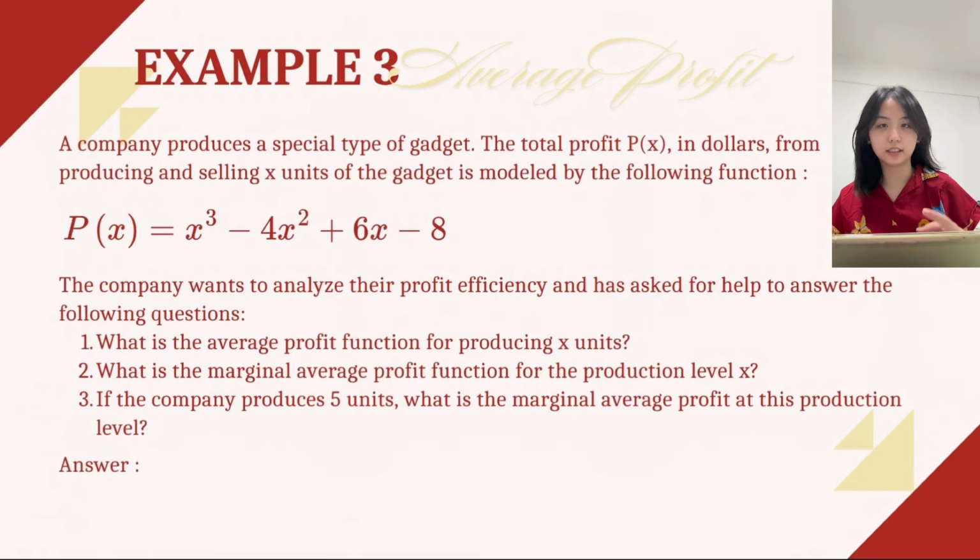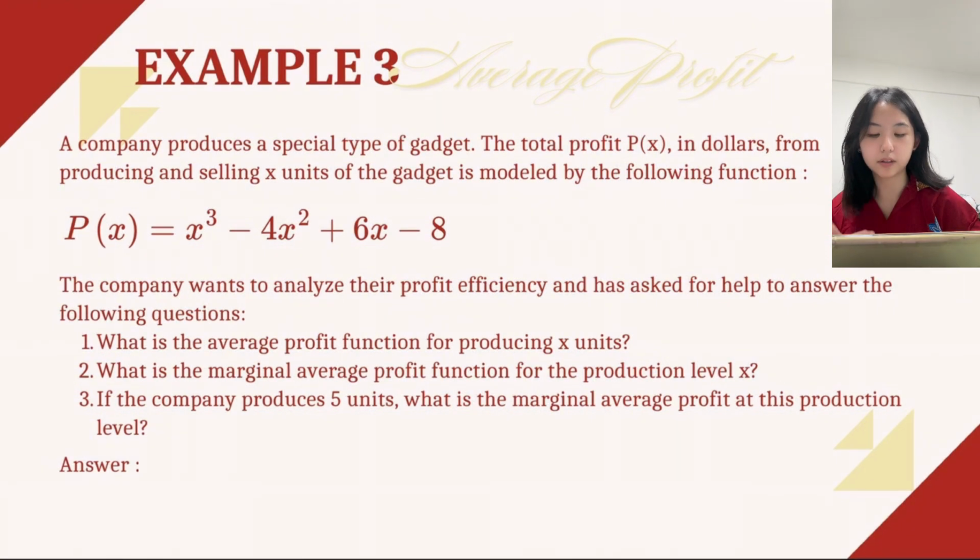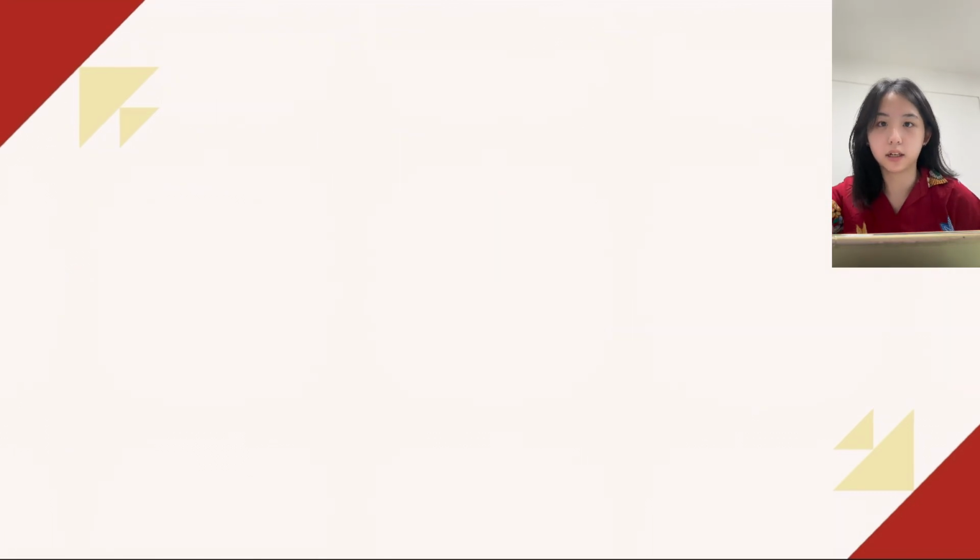Okay, so next is the third example, and it's about average profit. The first one is, what is the average profit function for producing x units? The second one is, what is the marginal average profit function for the production level x? And the third one is, if the company produces 5 units, what is the marginal average profit at its production level? So let me check the question here on my laptop.